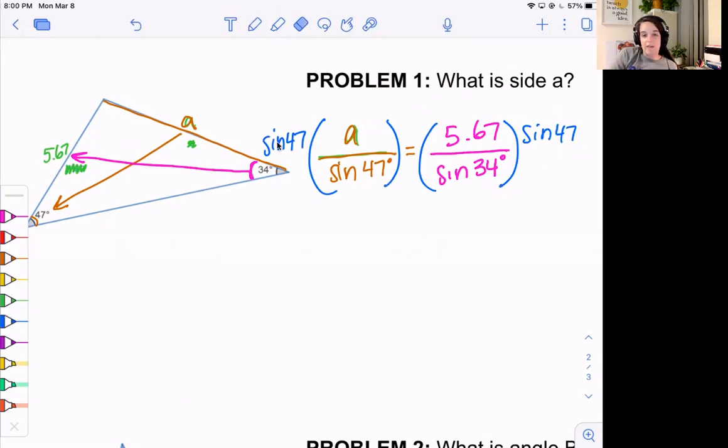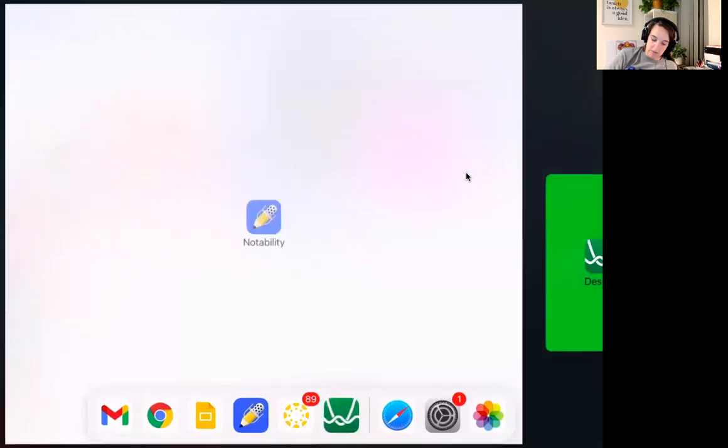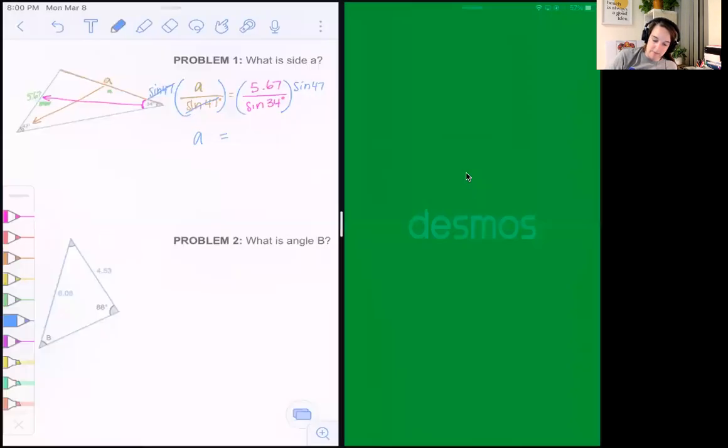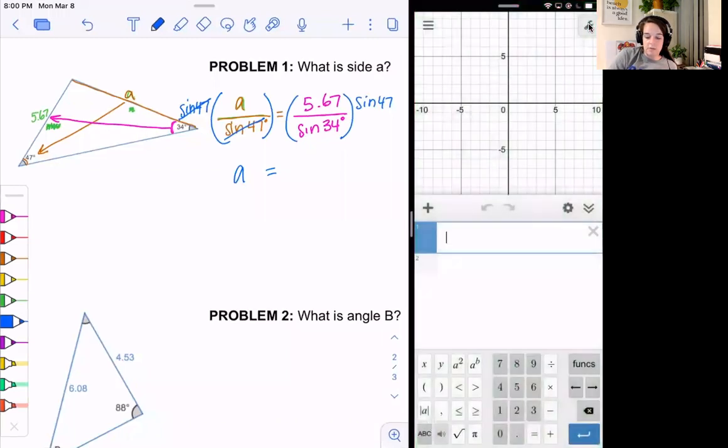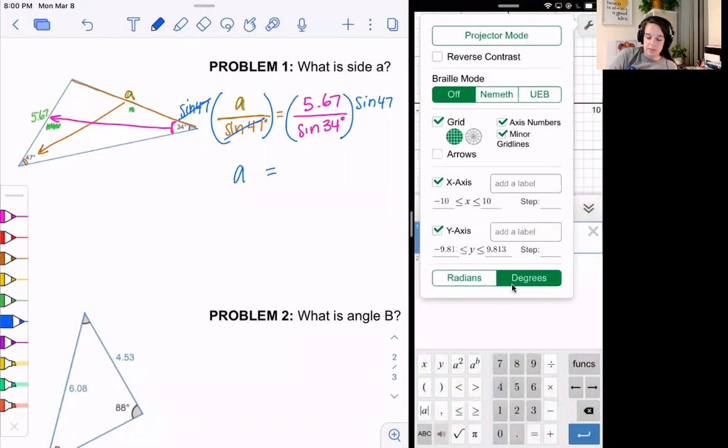So I have sine 47 over sine 47. That is going to cancel and leave me with just A equals, and I'm going to plug all of this in my calculator. So I'm going to pull up handy dandy Desmos. First things first, check that it is in degrees. So you're going to click on this little tool, go down to degrees, put it in degrees.